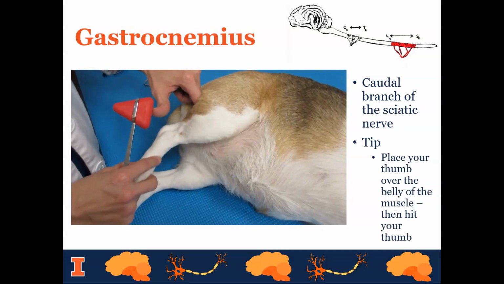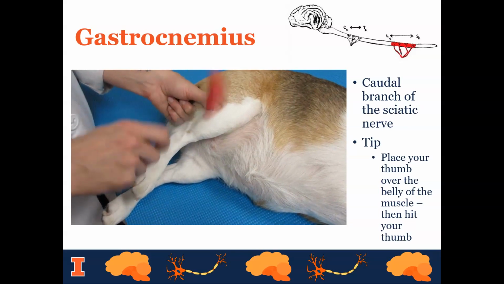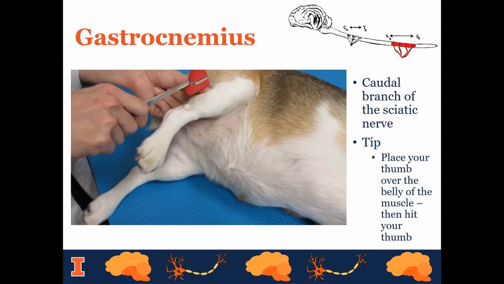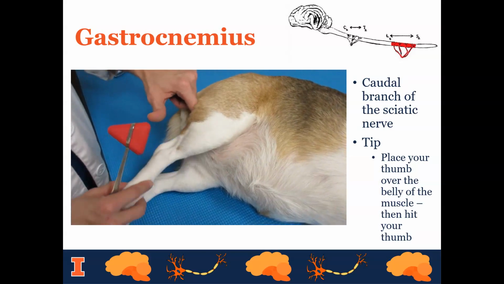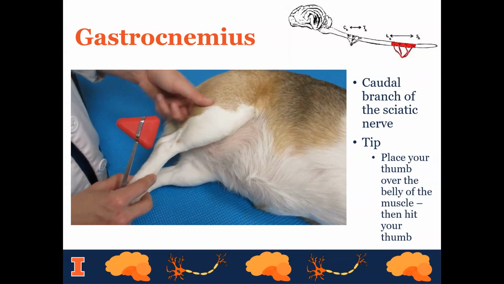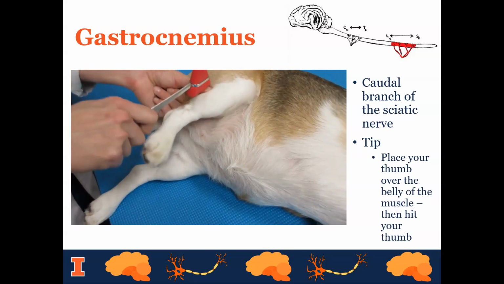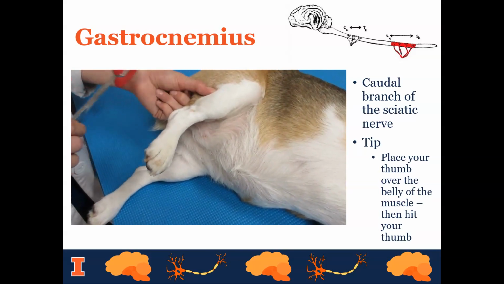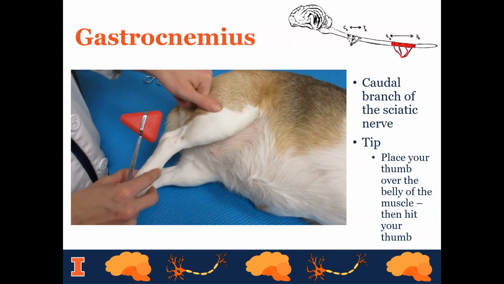And then the gastroc also tests the sciatic, and this is going to be the caudal branch where it branches around the knee to make sure those gastroc muscles work so that they can stand up high in the hock. So I'll feel the middle of the muscle belly of the gastroc just below the knee and give that a little whack with the hammer, and you should also be able to see a good brisk foot flip.